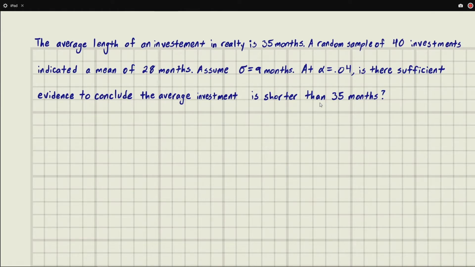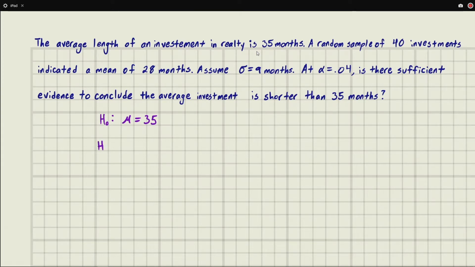All right, so our first step is to identify the null hypothesis, alternative hypothesis, and the claim. So the null hypothesis is H naught, and that's going to be that the mean is equal to something. In this case, they're saying the average length is 35 months. No sample size or anything attached to this. This is just a statement they're making. So this is that the population mean is 35.